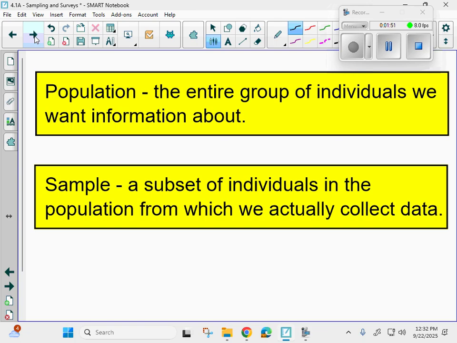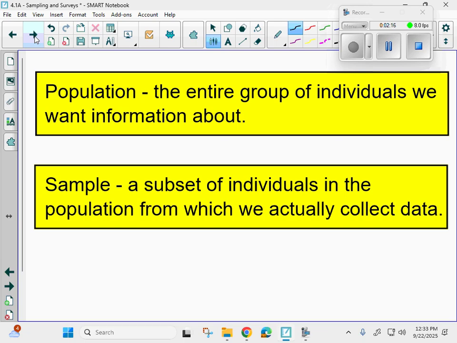So maybe I want to know the average height of all the Devlin students. Then my population is the Devlin students. I would take a sample of maybe 30 kids, hopefully spread out amongst all the grades, and I would average their height. So a sample is just a subset from the population where we actually collect the data.